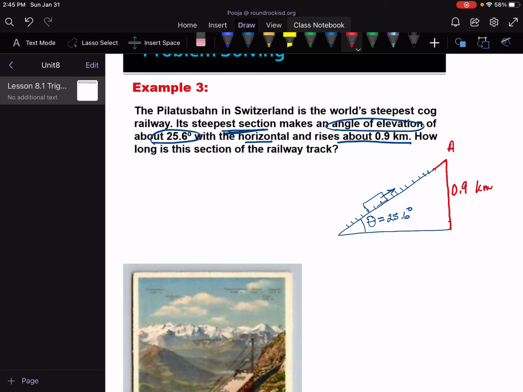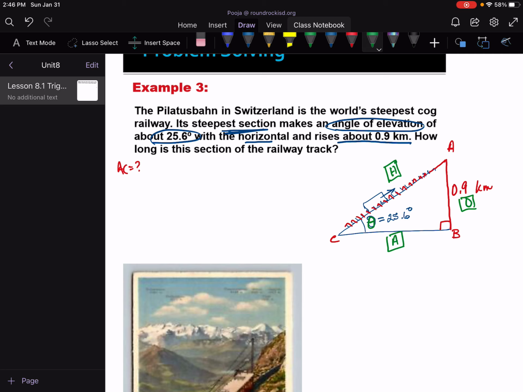And I have my triangle. Obviously, this is 90 degrees. Let me call it ABC. The question's asking how long is this section of the railway track? So this is the railway track, keep in mind. Basically, AC is what we're trying to find. And this is the reference angle. So the first thing you want to do is label hypotenuse, opposite, and adjacent.